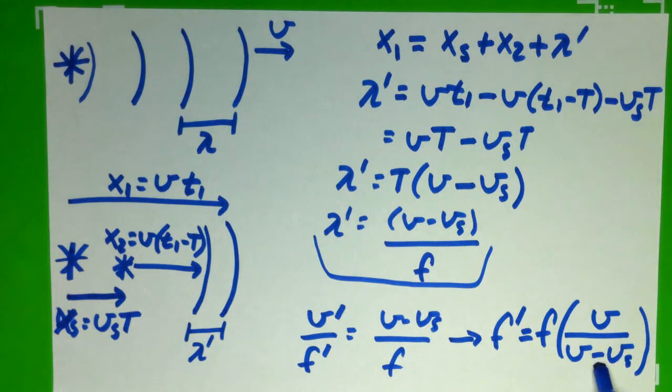And so this minus sign is consistent if we use that convention. So for approaching, Vs is positive. For receding, Vs is negative. This minus sign stays there all the time.